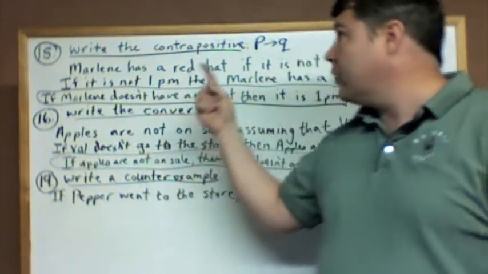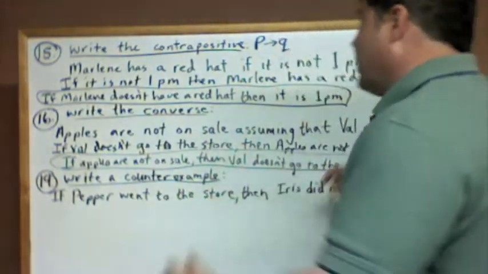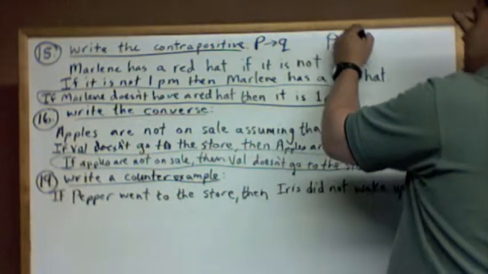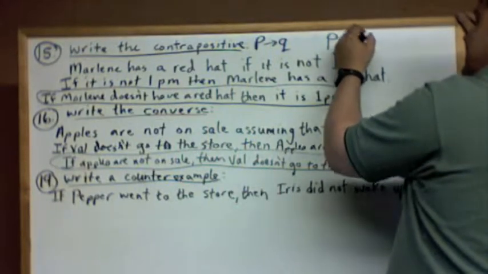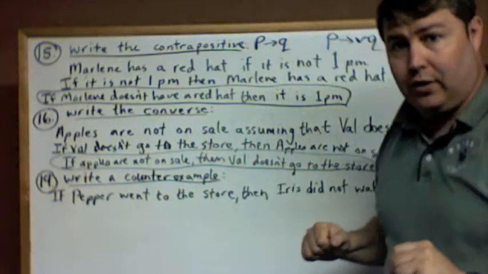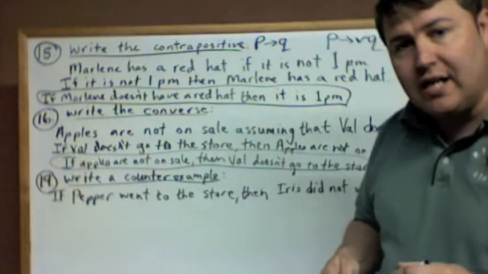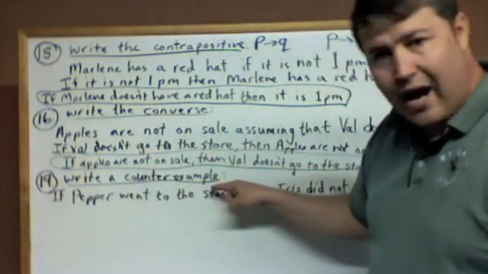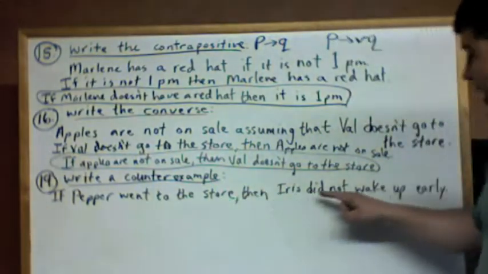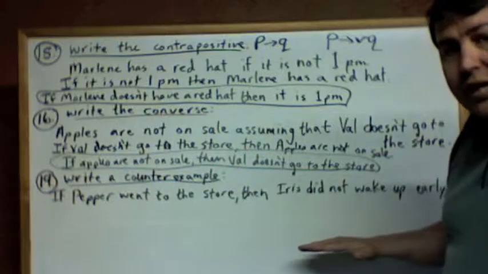So if your original statement is P implies Q, a counterexample of that is always going to be: your hypothesis is P, but your conclusion is not Q, the opposite of Q. All right, so now knowing that, let's do number 19. It says, write a counterexample. If Pepper went to the store, then Iris did not wake up early. That's my original P implies Q statement.